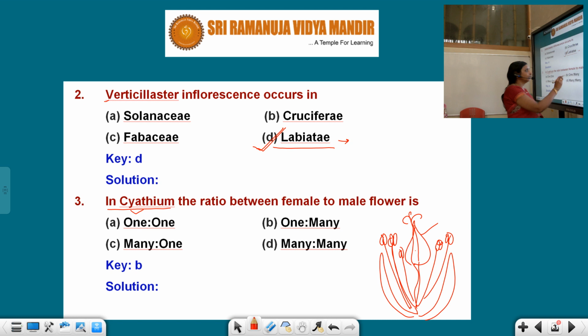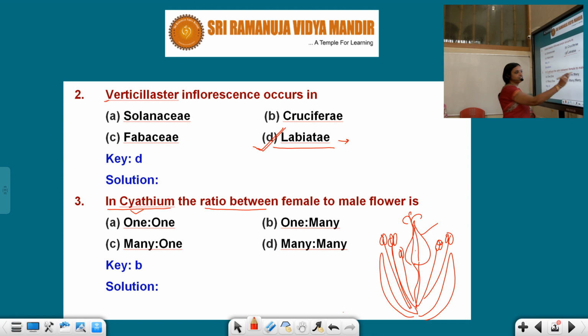So if you see the ratio, the question is, in Cyathium, the ratio between female and male flowers. Female means here pistil. So how many female flowers are there? Only one. And surrounding it, how many male flowers are there? Many. So the answer is B.